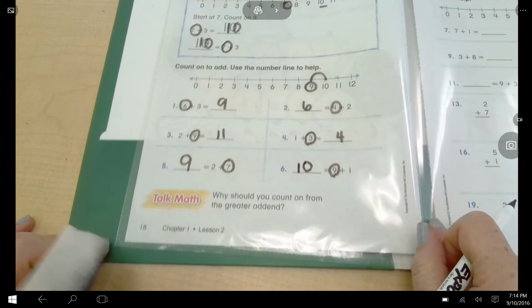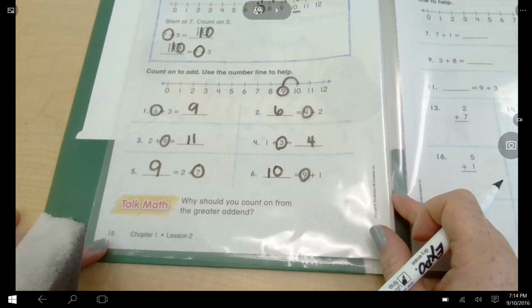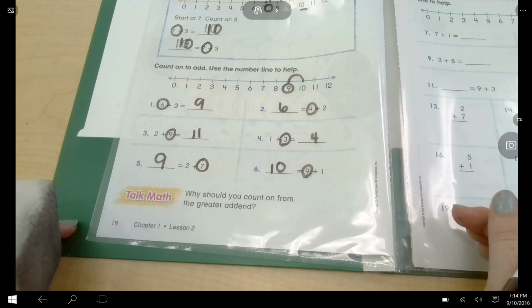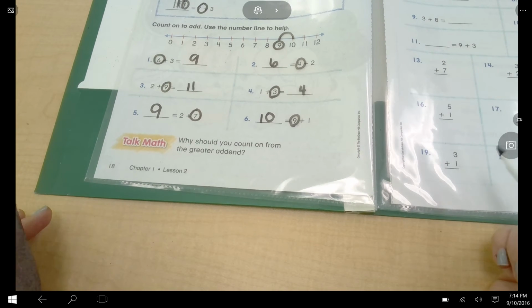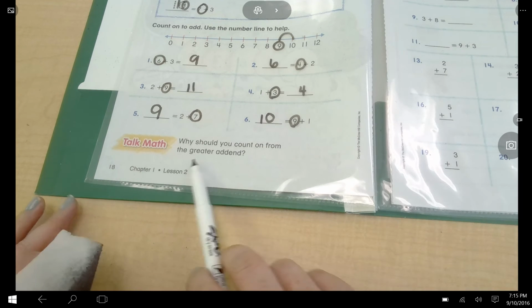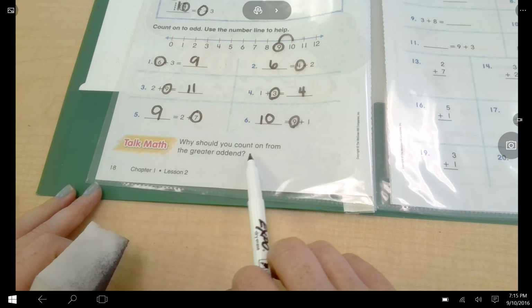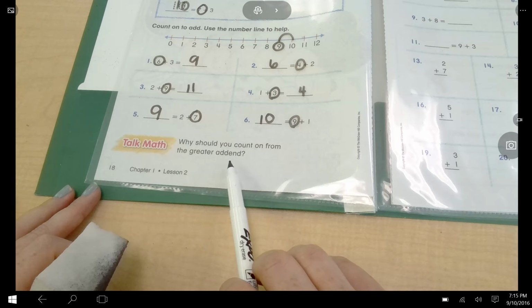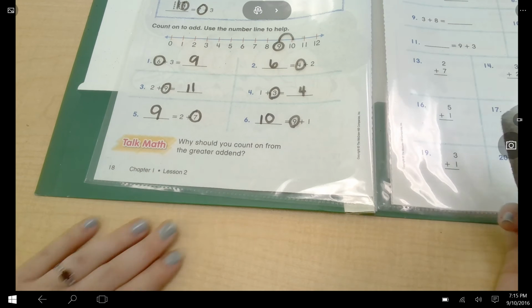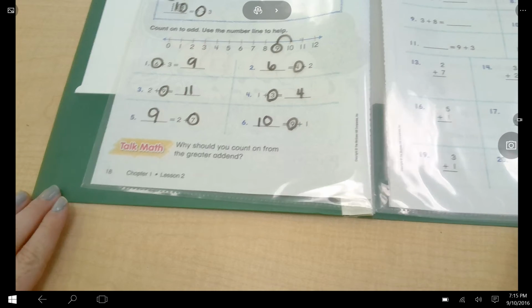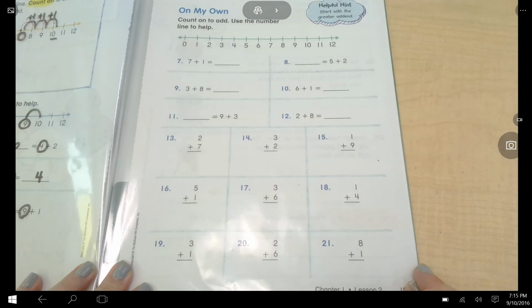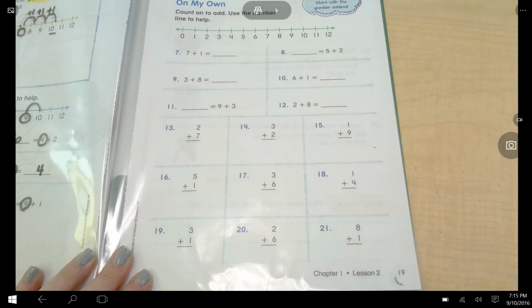So we just did our math lesson today of adding on using a number line to help us count. Now it's asking you, why should you count on from the greater addend? Think about that. We'll start with that question when we come to teacher time. Now, you are going to do the On My Own page here. It's page 19.